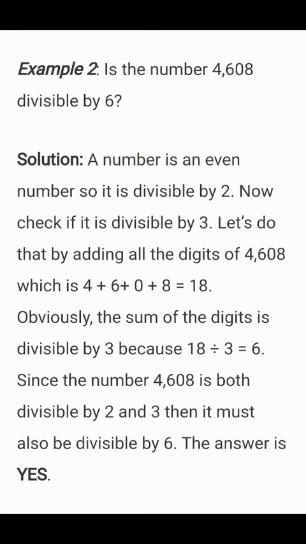Let's do that by adding all the digits. 4 plus 6 plus 0 plus 8, which is 18. Obviously the sum of the digits is divisible by 3 because 18 divided by 3 is 6. Since the number is divisible by both 2 and 3, then it must also be divisible by 6. The answer is yes.